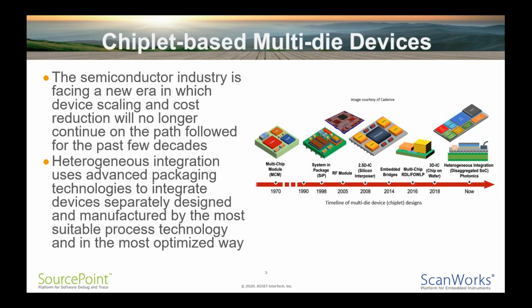The drive toward chiplet-based multi-die devices began in the 1970s with a packaging innovation approach consisting of placing multiple interconnected chips on a package scale substrate. These devices became known as multi-chip modules, as pictured on the timeline. Over time, advanced packaging innovations continued to evolve, with innovations such as system in a package, system on integrated chip, 2.5D IC and 3D IC designs, up to the disaggregated system on chip packages, also pictured on the timeline.